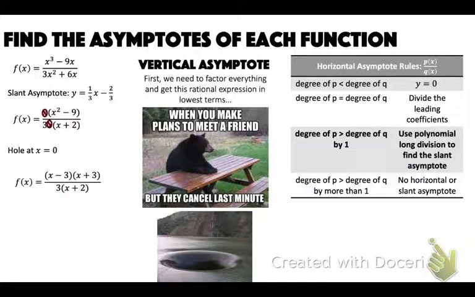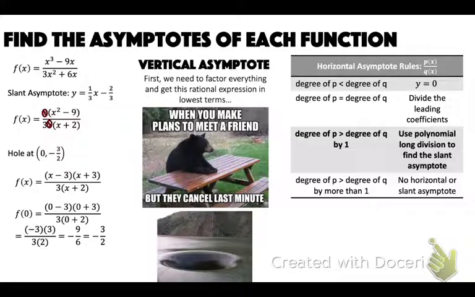And then our simplified equation is (x minus 3)(x plus 3) over 3 times (x plus 2). Now we are going to plug in 0 to find the y value of that hole. That's 0 minus 3 times 0 plus 3, over 3 times 0 plus 2, which is negative 3 times 3 over 3 times 2, negative 9 over 6, which is negative 3 halves. So we have a hole at 0, negative 3 halves.